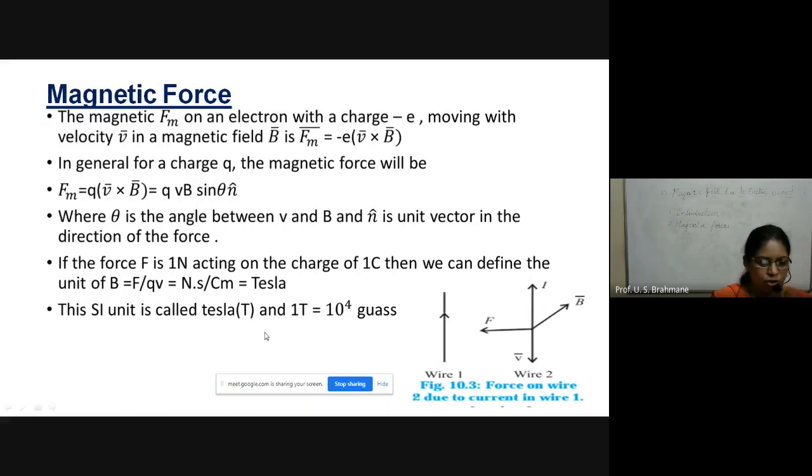Now, the next topic which I'm going to take is magnetic force. We have seen this force. This is the same force. This is a magnetic force represented by Fm.